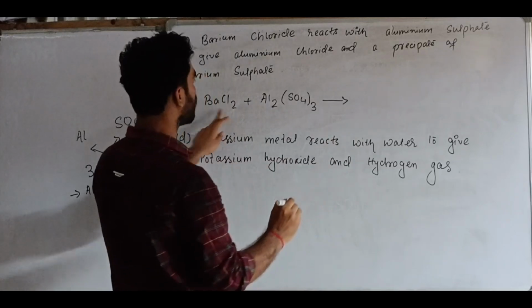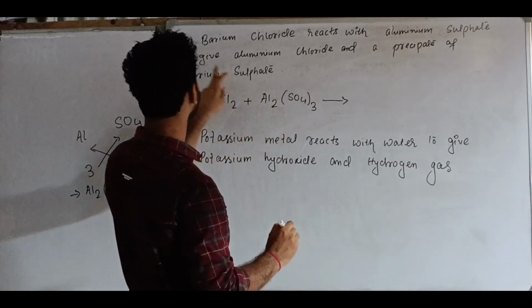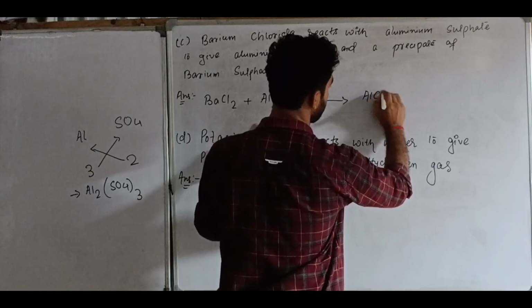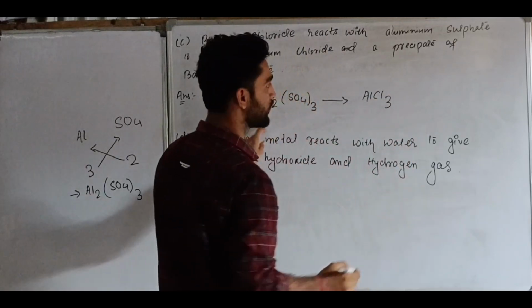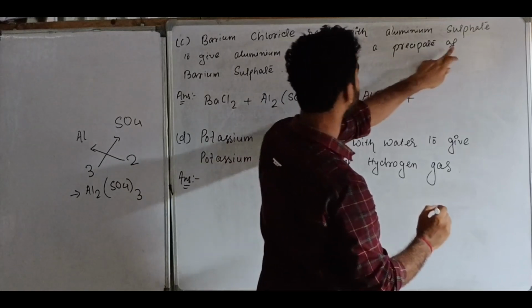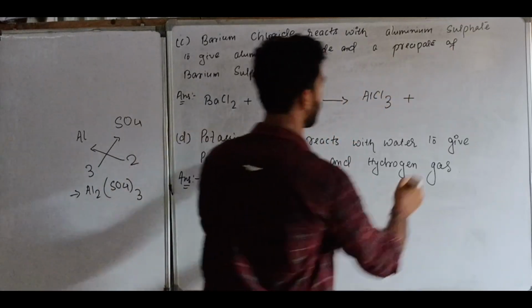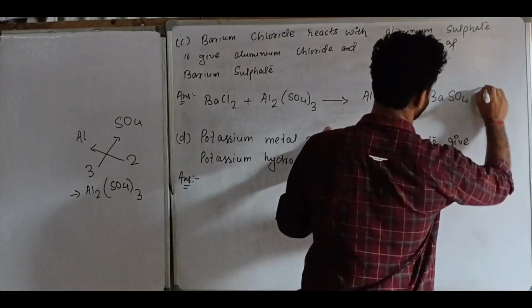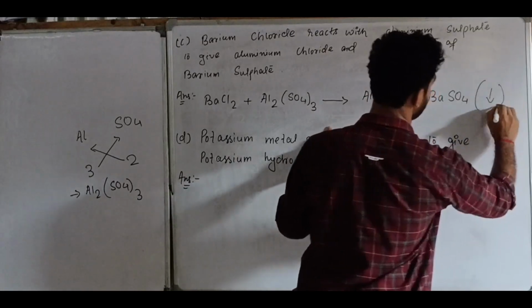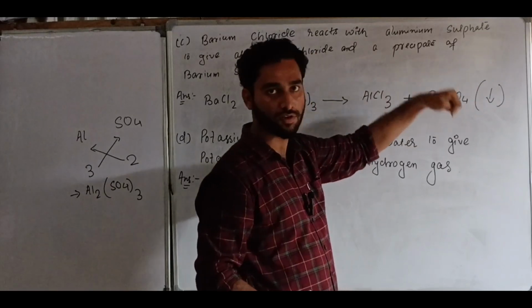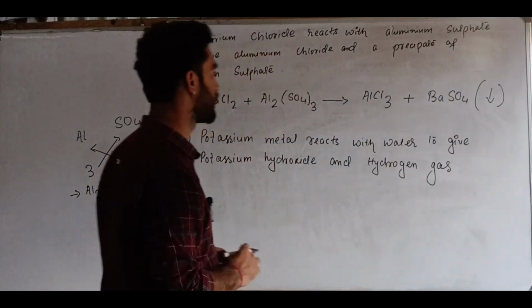So barium chloride reacts with aluminum sulfate to give aluminum chloride. Aluminum chloride formula is AlCl3. Along with the formation of the aluminum chloride, they will form a precipitate of barium sulfate. Barium sulfate formula is BaSO4 and they will form one precipitate. So this arrow means what? This is an insoluble solid or precipitate.